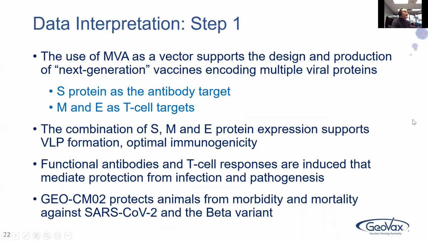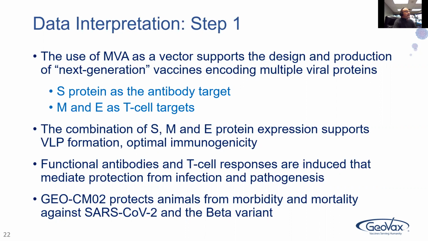So how do we interpret the data? First of all, the use of MVA as a vector really supports the design and production of next generation vaccines, primarily because we can produce products that encode multiple viral proteins and therefore can induce a broader immune response. Here we're looking at the S protein as the antibody target and M and E proteins as the T cell targets, M and E being the more highly conserved proteins.